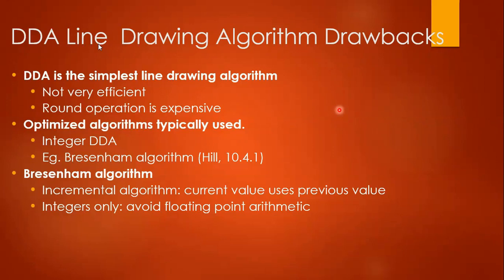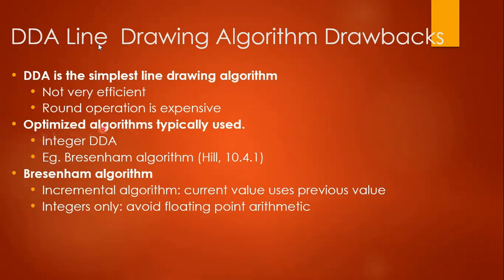When these calculations were done, that is, certain fractions, you got floating point values. Every time you calculated x increment or y increment, it resulted in floating point values. To round off those floating point values, you used the round function. This round operation is expensive, because it takes a lot of time to compute.